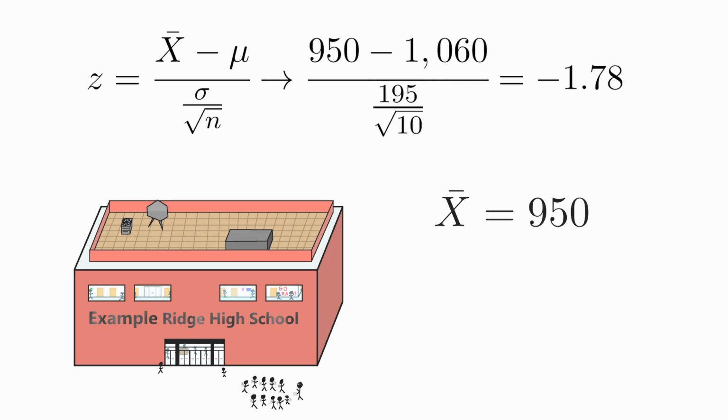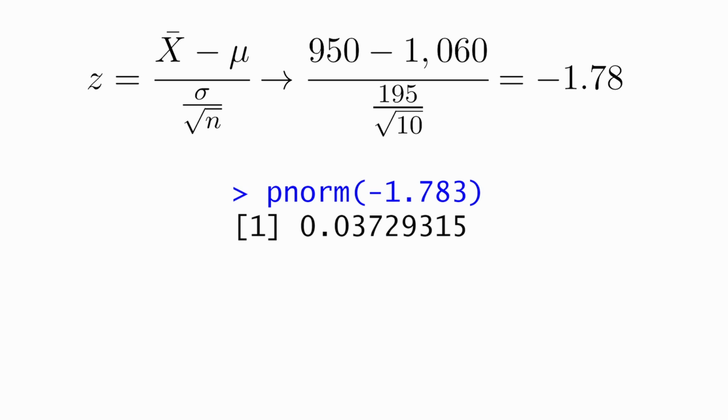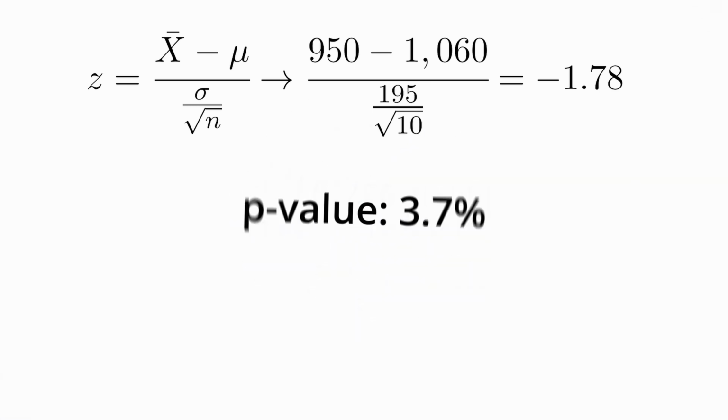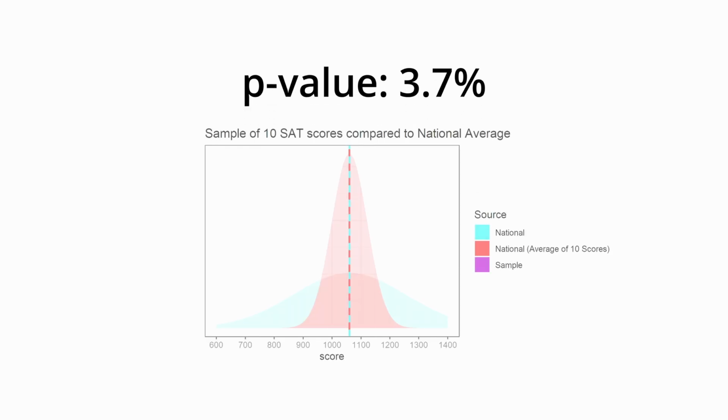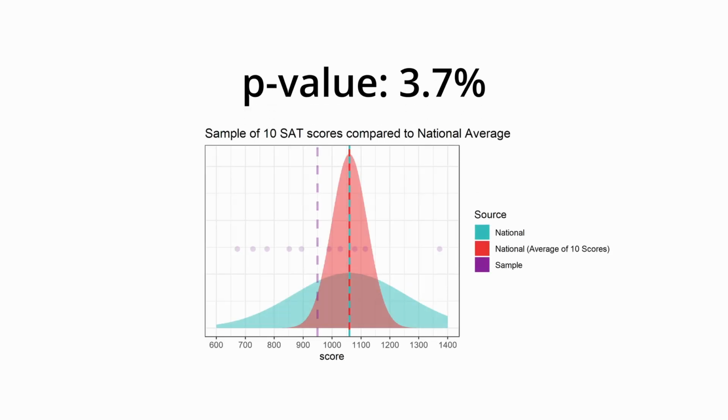We can plug negative 1.78 into a program like R, which shows that it has a one-tailed p-value of 0.037 or 3.7%. This basically means that if the students of that school had the same mean and standard deviation as the general population, there would only be a 3.7% chance of having a random sample of 10 students having that low of an average score or worse, and we would probably assume that students from that school are underperforming on the SAT.